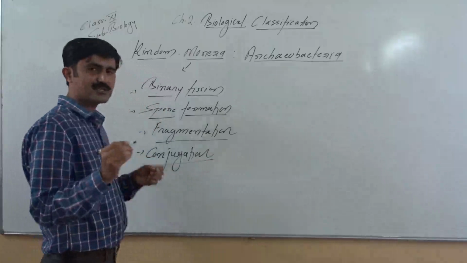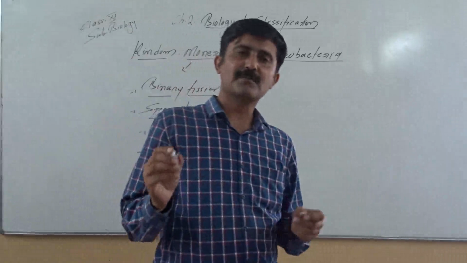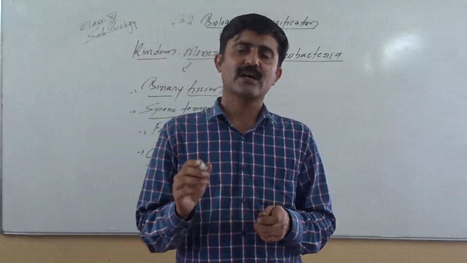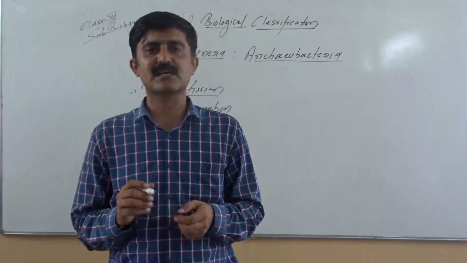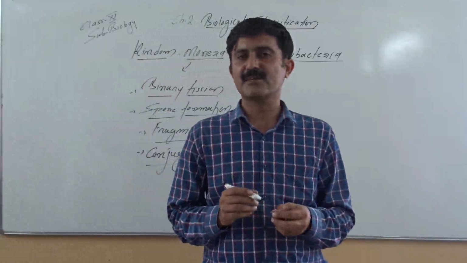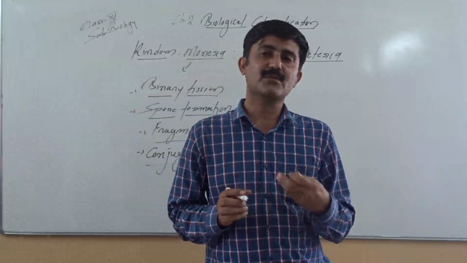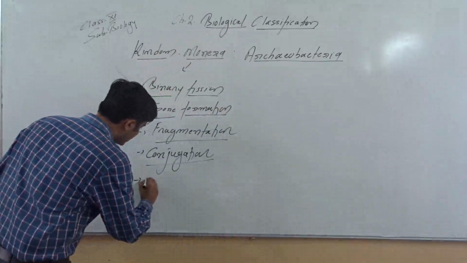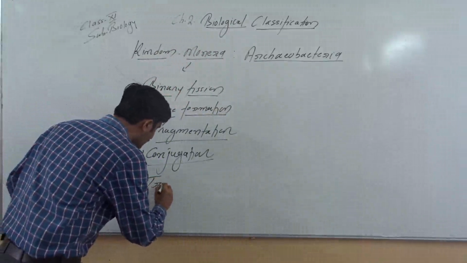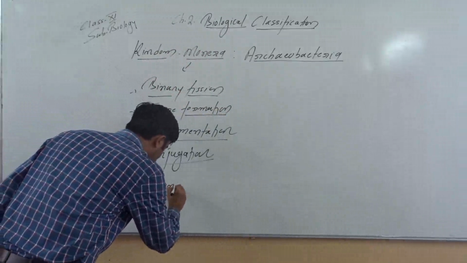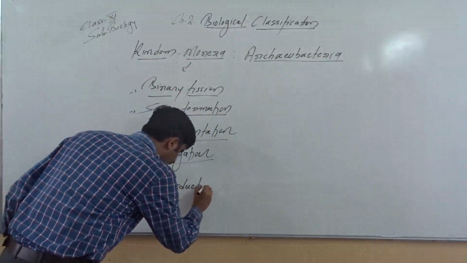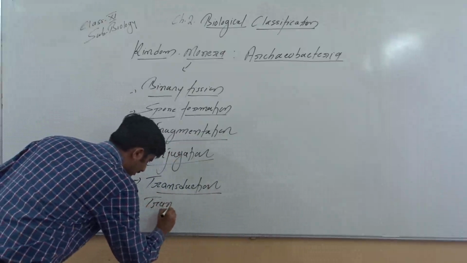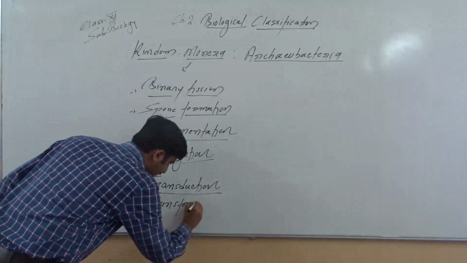conjugation. In conjugation, two cells of different strands come together and there is formation of a cytoplasmic strand, and through this cytoplasmic strand these cells exchange the genetic material and that leads to recombination. Next method, they may reproduce sexually by transduction or transformation.